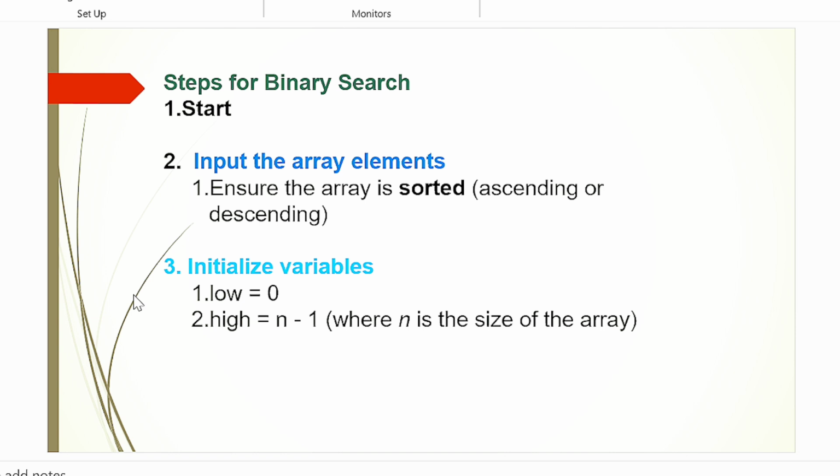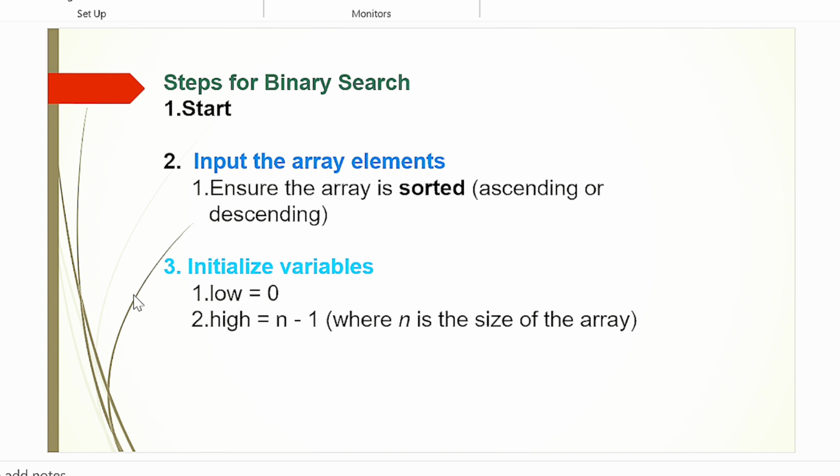First, we need to declare a variable. Then we have to input the array elements. Whenever we insert the array elements, they have to be in sorted order. Sorted order is nothing but either ascending order or descending order. Ascending order is from the lower to the higher value, whereas descending order is from the higher value to the lower value. Then we have to initialize the variable.